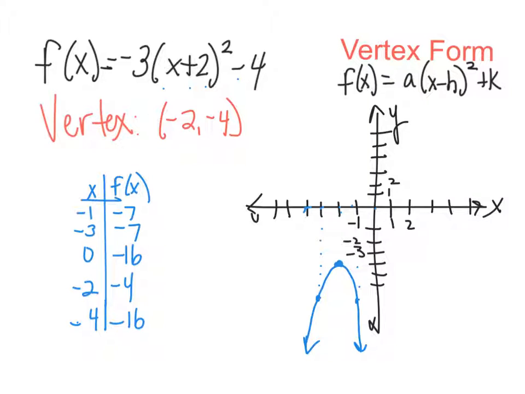So there's our three ways. Vertex form, intercept form, and graphing using negative b over 2a when it's in standard form.